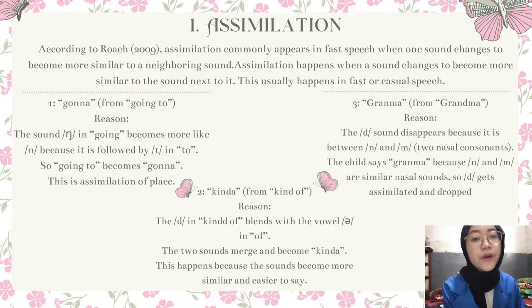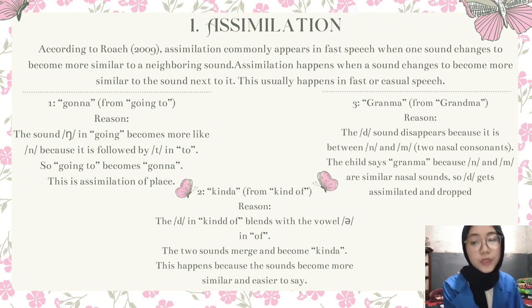Number 1, we will find the assimilation in here. According to Roach 2009, assimilation commonly appears in fast speech when one sound changes to become more similar to a neighboring sound. So assimilation happens when a sound changes to become more similar to the sound next to it. This usually happens in fast or casual speech. So in that story, I found 3 assimilation.